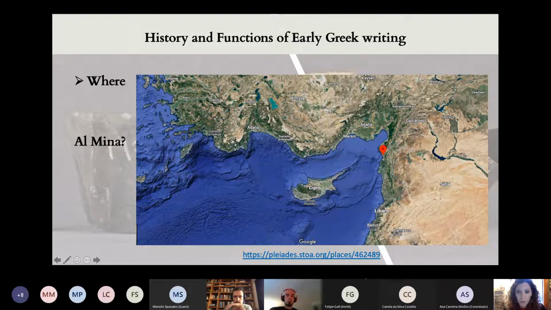So I just put a link here to Pleiades to show you the exact place of Almina and all the coordinates, just to give you the sources of every map of things I will present.